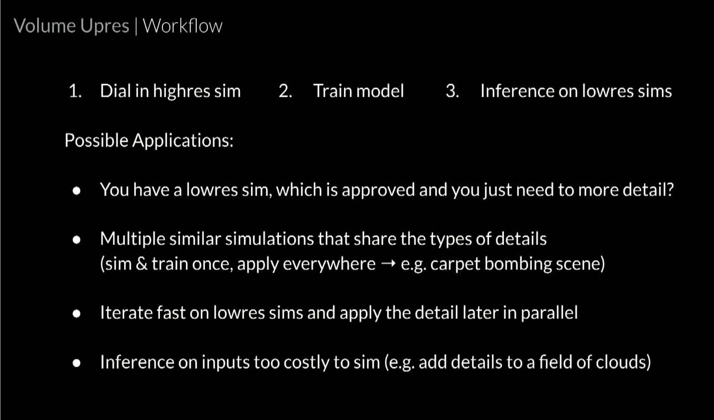Also, it could be very handy if you have to create multiple simulations of the same kind. You can think of a carpet bombing scene in a movie where you train on one explosion, then apply the same trained model to multiple other explosions that you simulate at a lower resolution. Or you want to iterate fast on a low-res sim and get a sharper result without resimming. And you can just apply the model in parallel to get the high-res. A fourth option would be you want to add detail to volumes that are too large and too costly to actually simulate in the first place. Like you can think of a field of clouds, you could train on one single high-res cloud and apply the details to larger low-res clouds.